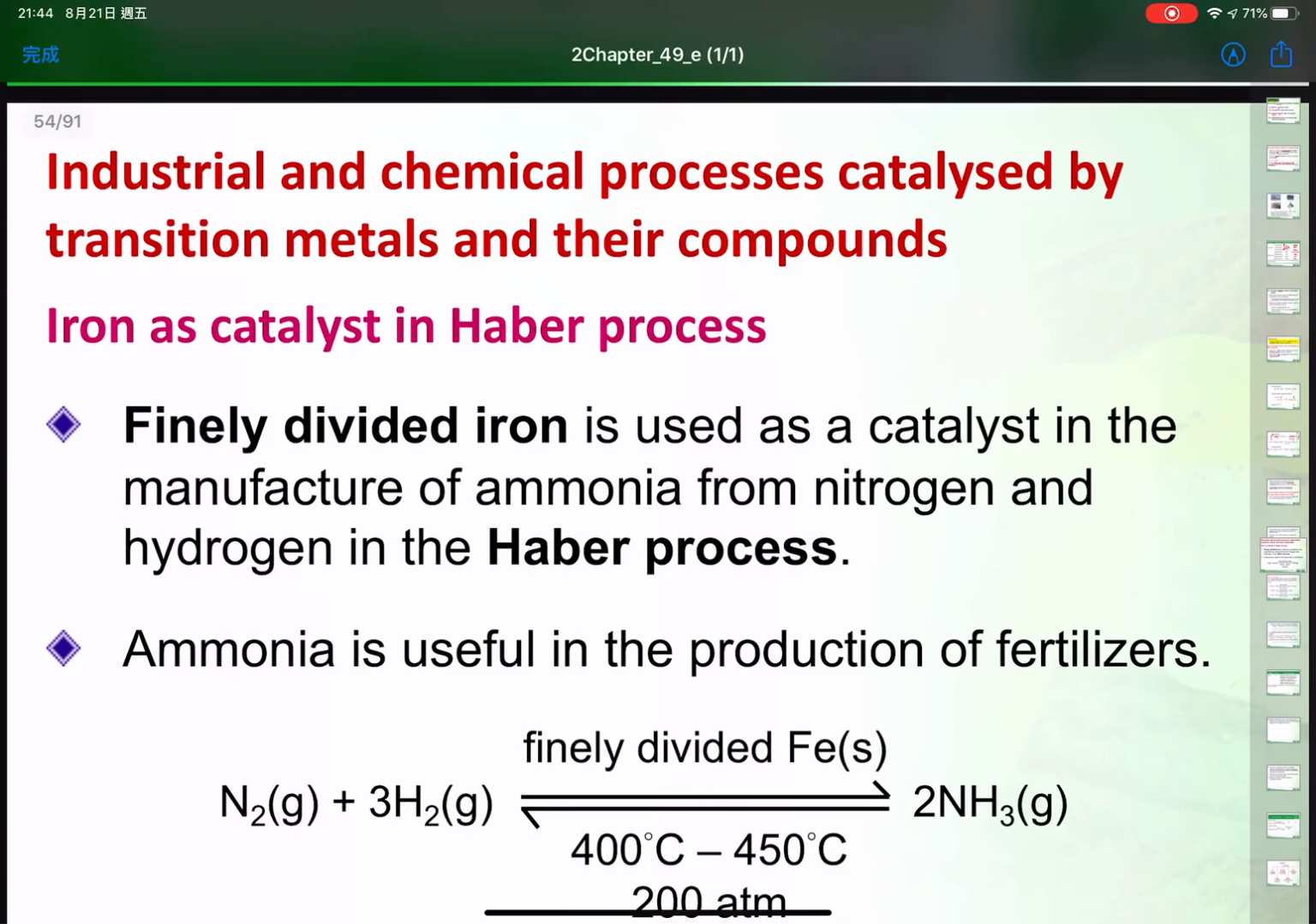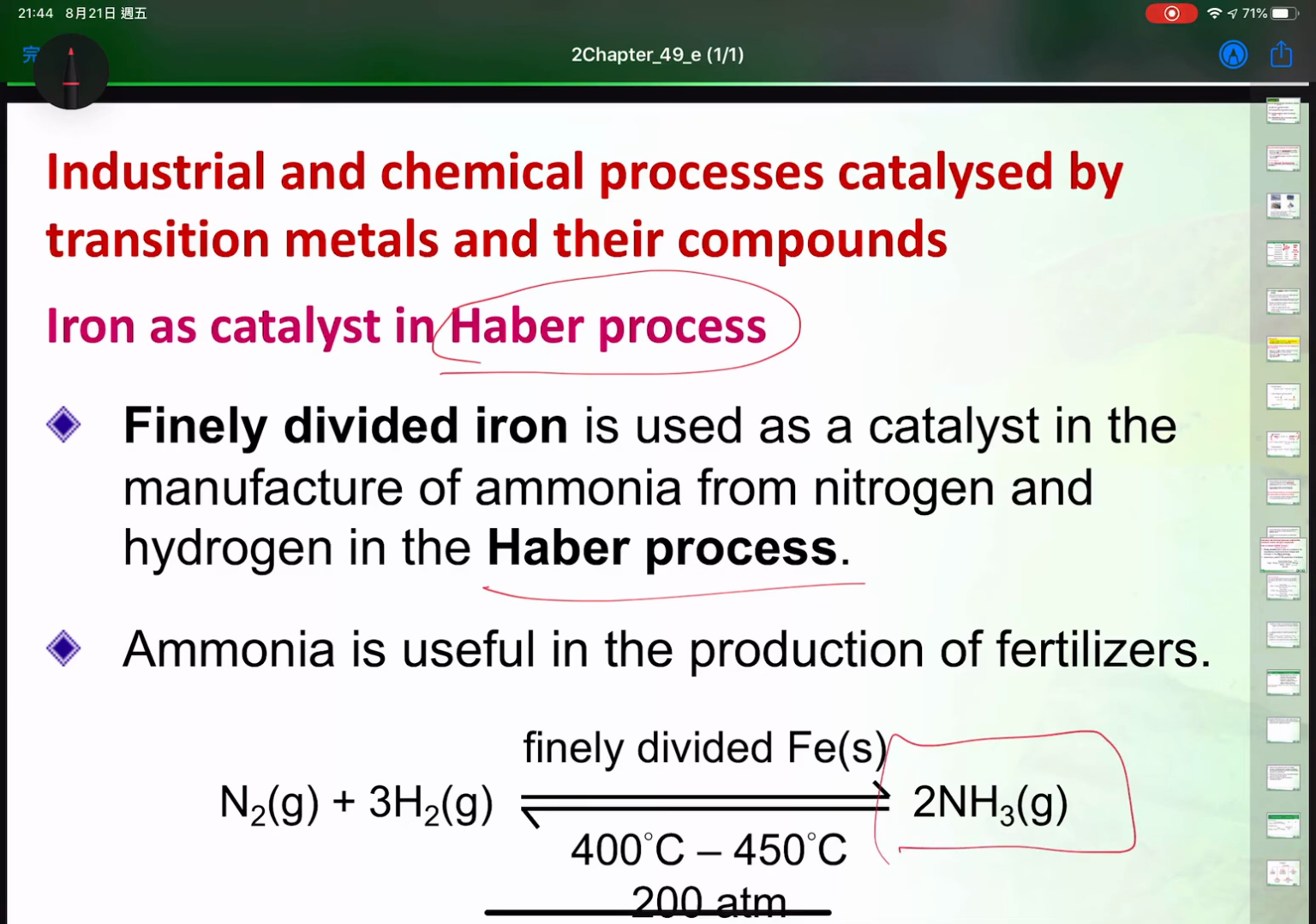Finally, finely divided iron in the Haber process, just like this. Haber process, basically, what is it? Haber process is the process to form ammonia. Okay, to form the ammonia, between nitrogen and hydrogen reacting with each other, by using finely divided iron as a catalyst. So you need to memorize this reaction because later on we need to talk about how we can use this Haber process.